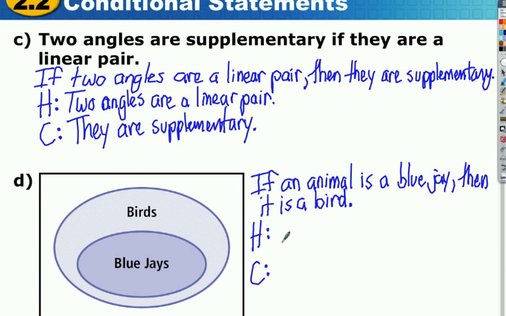Okay? Dalton? The hypothesis is blue jays. I mean, right, an animal is a blue jay. Right. An animal is a blue jay, and then it is a bird.